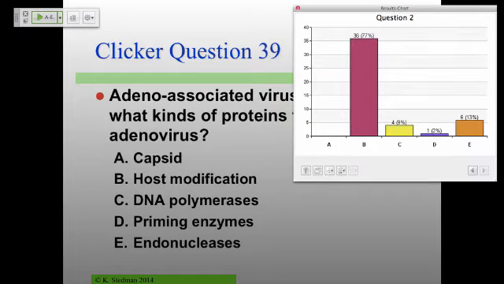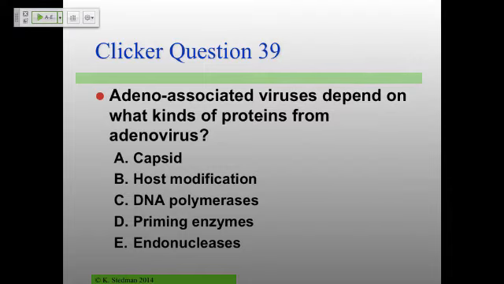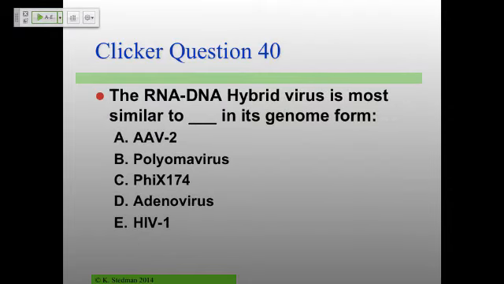Okay, last clicker question for today. My favorite virus, well, almost my favorite virus. The RNA-DNA hybrid virus is most similar to blank in its genome form: AAV2, polyomavirus, phiX174, adenovirus, or HIV-1.